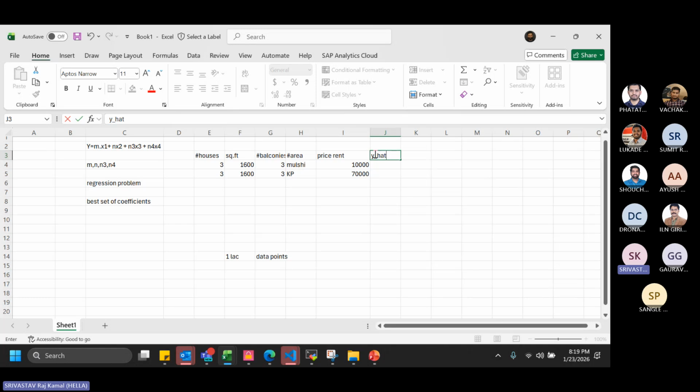Actually, I cannot draw it here. Y hat is normal terminology in the machine learning world. This is some kind of prediction in which we find the best set of coefficients, and the goal is that our numbers, for example, should be closer to the 9,000. This is what machine learning will try to do. How do we do it? By finding the best set of coefficients.